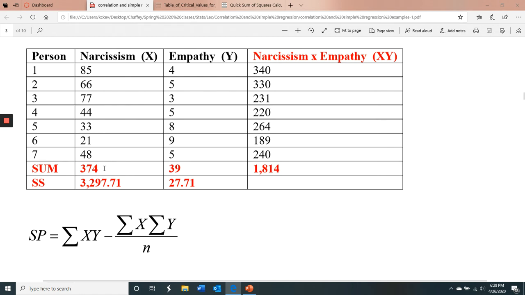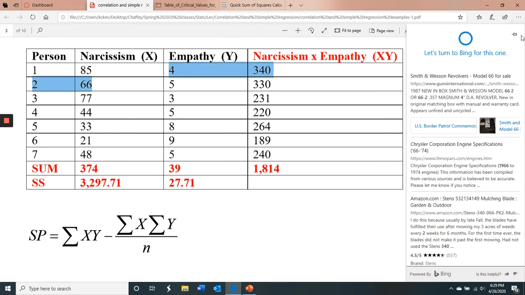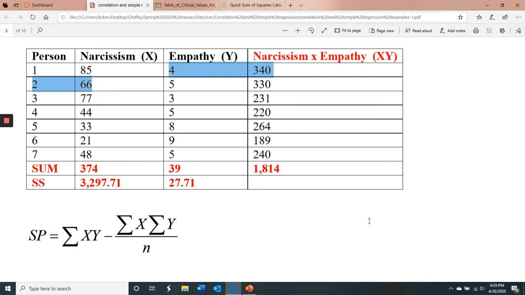Add each of these columns. The sum of X is this. Sum of Y is this, and sum of XY is that. Take these scores, everybody's score on narcissism, X.